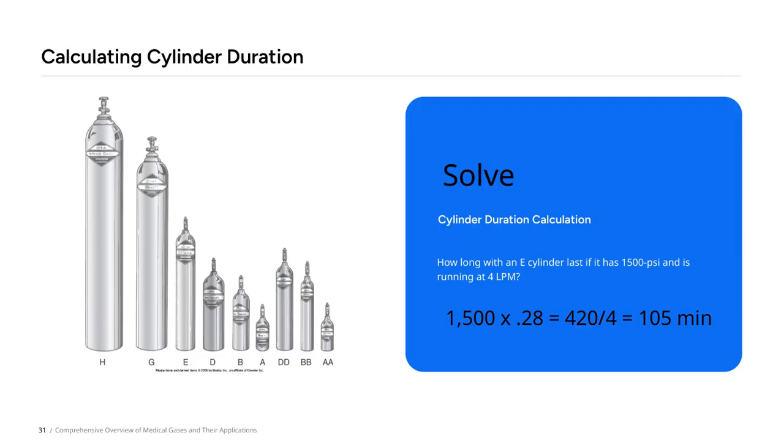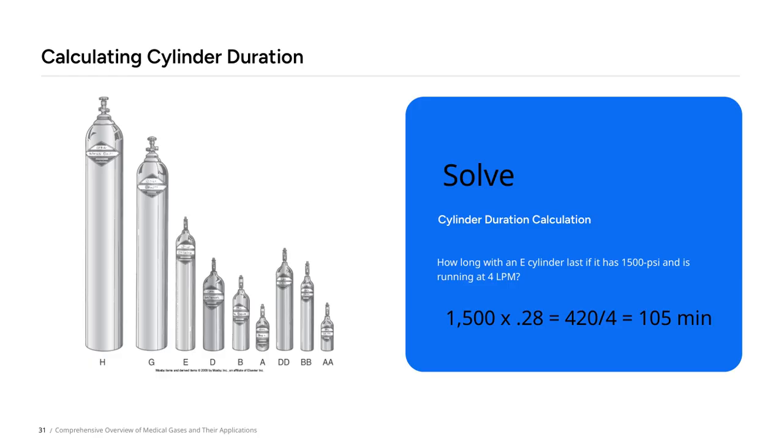All right, let's walk through how long an E-cylinder with a 1500 psi pressure can last when it's being used at a flow rate of 4 liters per minute. First, we need to understand that the calculation involves a couple of key numbers. The starting point is the pressure in the cylinder, which is 1500 psi.